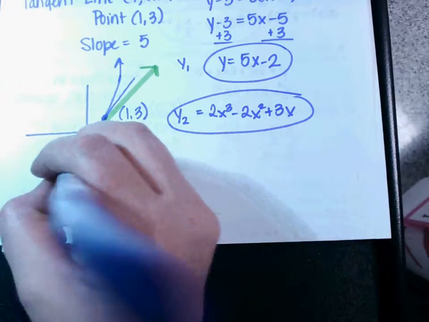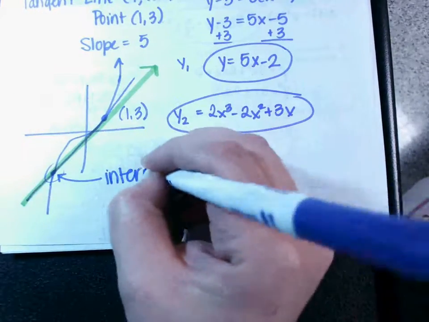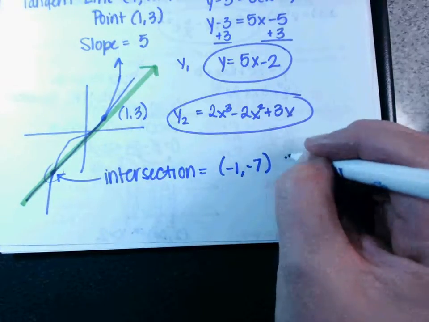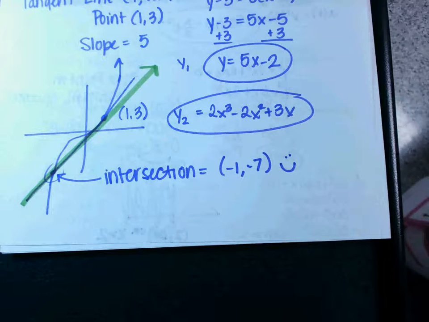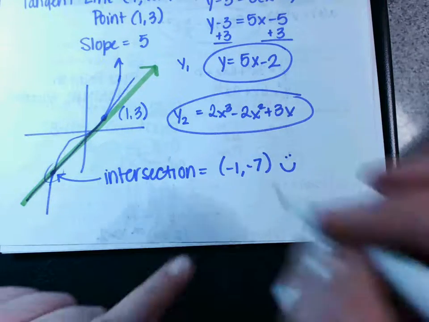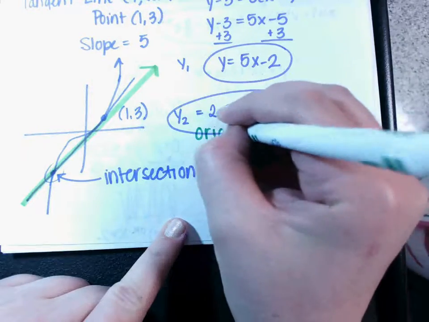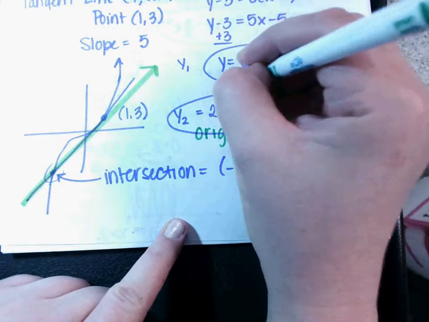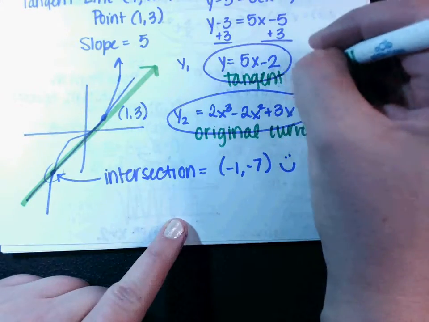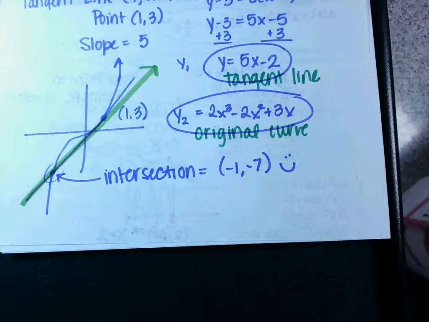What is it? Did you find it? Negative 1. Yay! Good job. It's the original equation, but I just plugged in c is 2. So this is the original curve, and this is the tangent line. If I want them to meet, I'm just looking for where they cross.